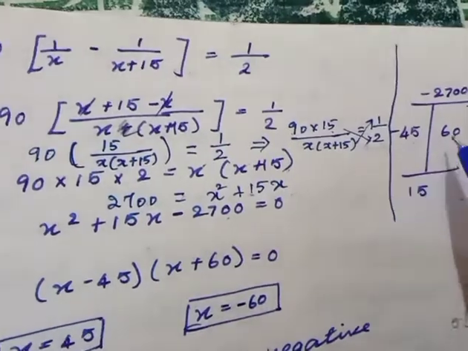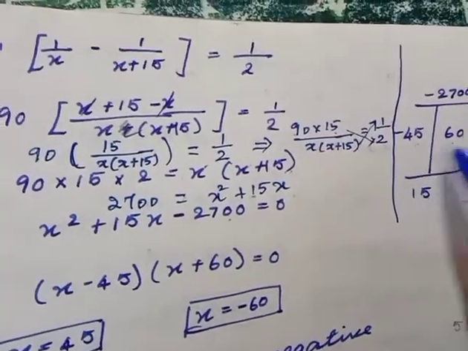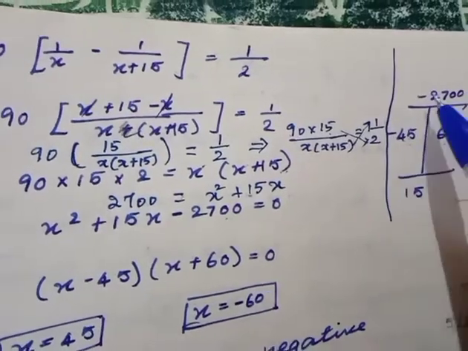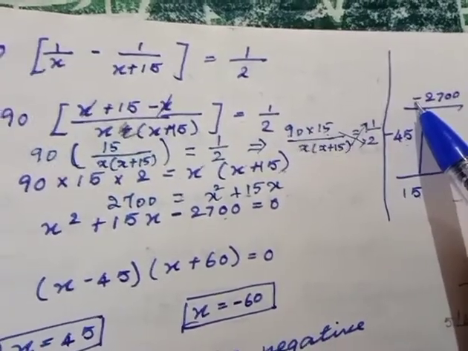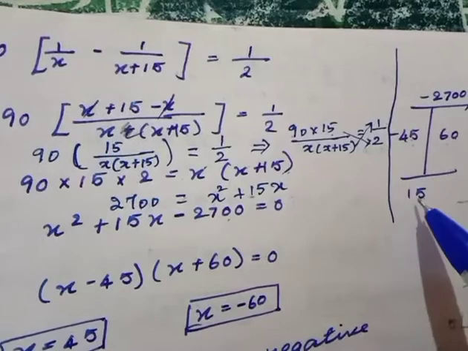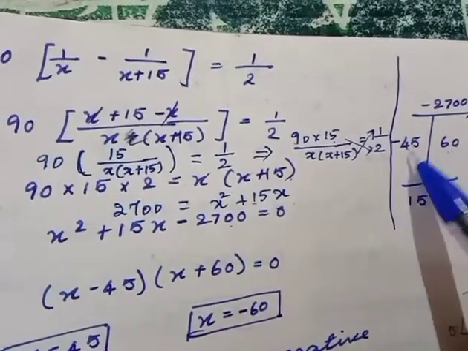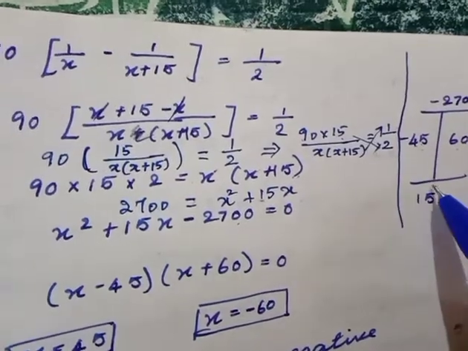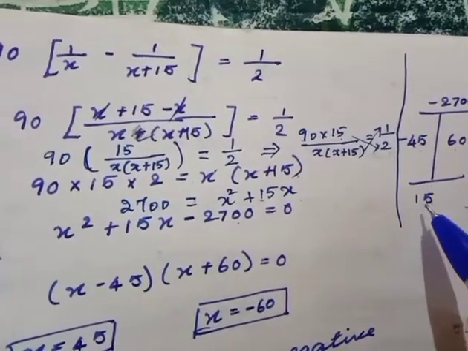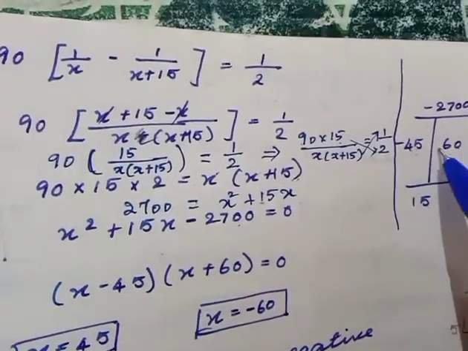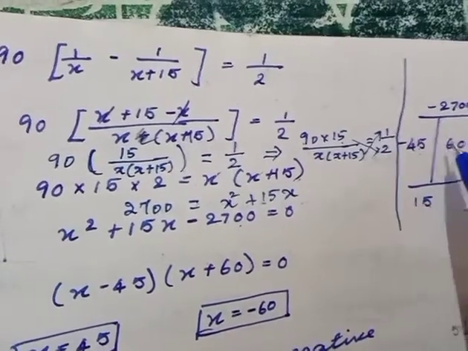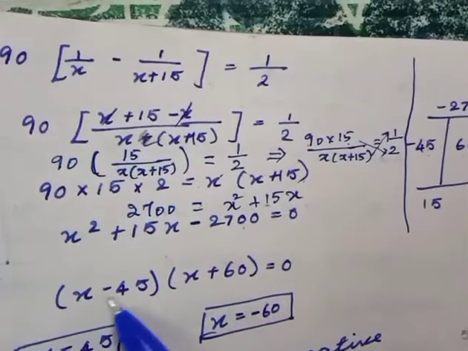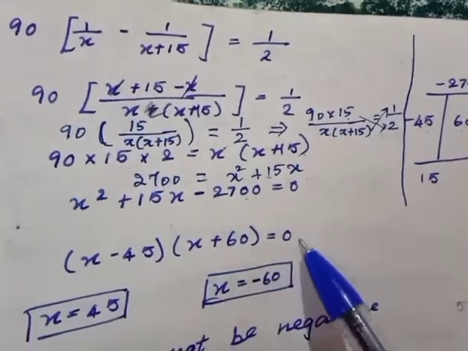So 45 and 60 is the factor. So we have to check it satisfies this sign. Yes, sign. So you have to use any one of the factor negative sign. So which is negative, you have to refer with this sum value. So it is positive. So greater number you have to use plus symbol. Okay, so this is plus 60 minus 45. So x minus 45 into x plus 60 is equal to 0.